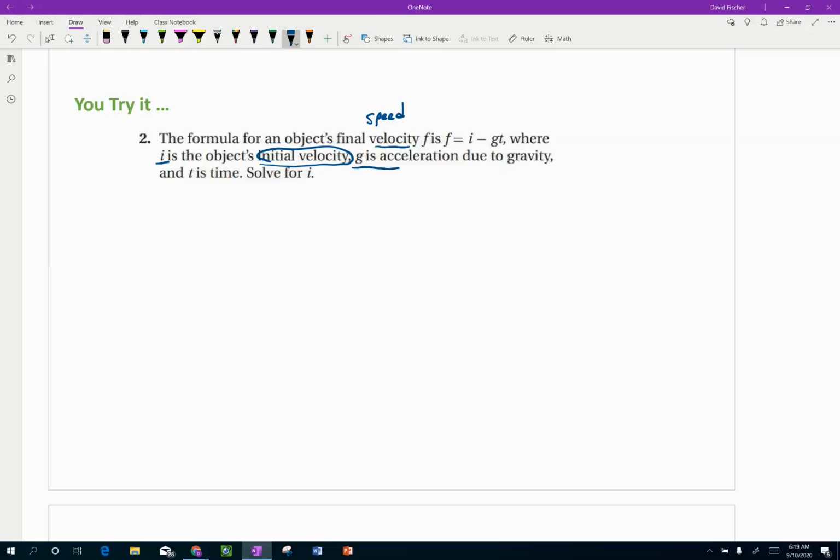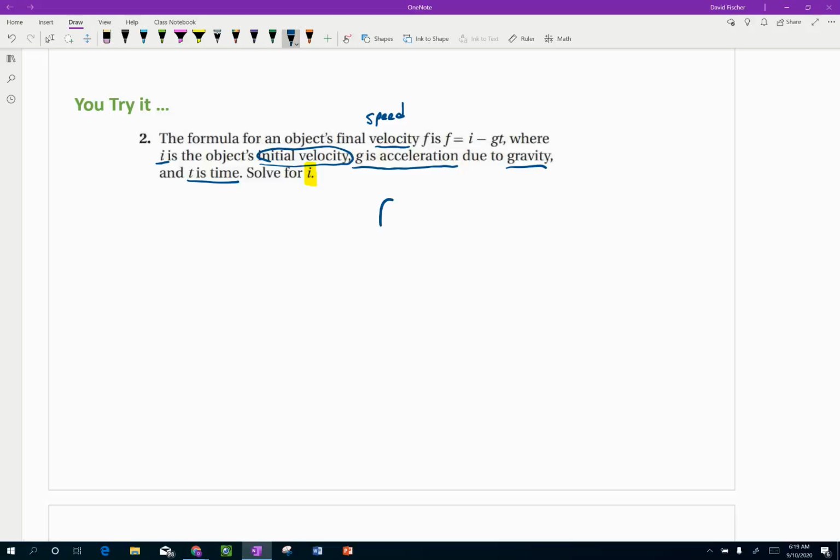G, if you drop something out of a plane or something, it starts out really slow and it picks up speed as it falls. The more time it has, it picks up speed due to gravity because gravity is pulling it towards the earth. And how long did that object travel for? Here's the clincher. They want us to take that formula and get the I all by itself.